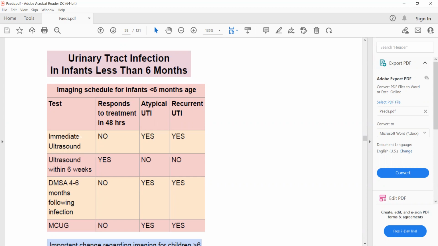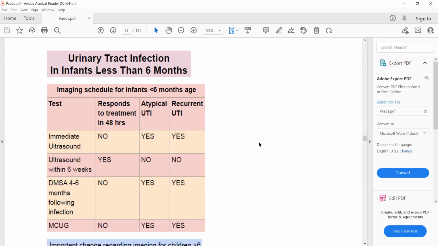So the first point that you need to remember is that this schedule is different for different age groups of children. The first thing that you need to remember is that MCUG is only indicated by the NICE guidelines in children who are less than 6 months of age. MCUG will not be done in children who are above 6 months of age. NICE guidelines do not recommend MCUG in children who are above 6 months of age. So in children who are above 6 months of age, we will only do 2 tests. One of them is ultrasound, and the second one is DMSA scan.